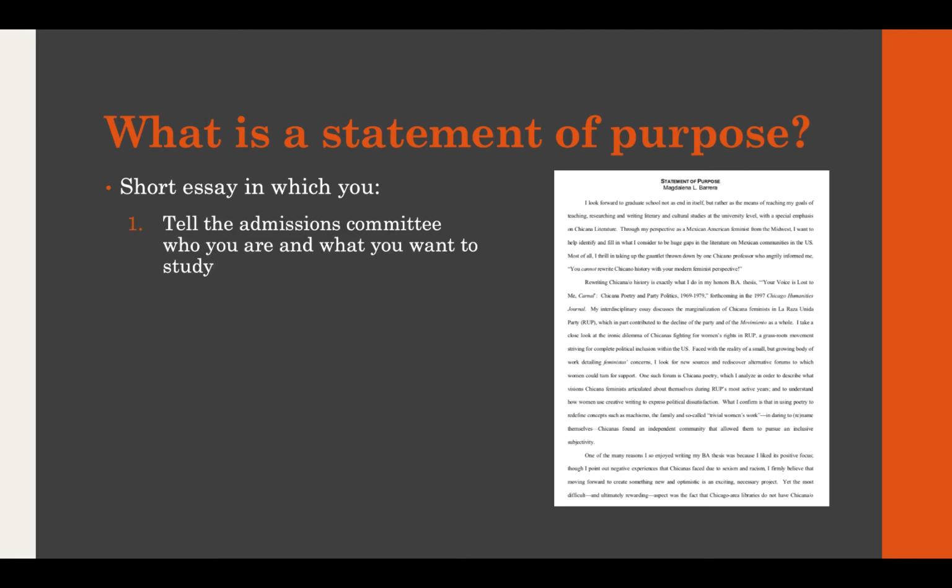First, tell the admissions committee who you are and what you want to study. You should identify a specific area or topic. For example, instead of saying, "I want to study Chicano literature," you might want to say, "I want to study representations of Chicanas in the poetry and fiction of the Chicano movement as a way to better explore changing gender dynamics during the 1960s and 70s." You see, that's a lot more specific.